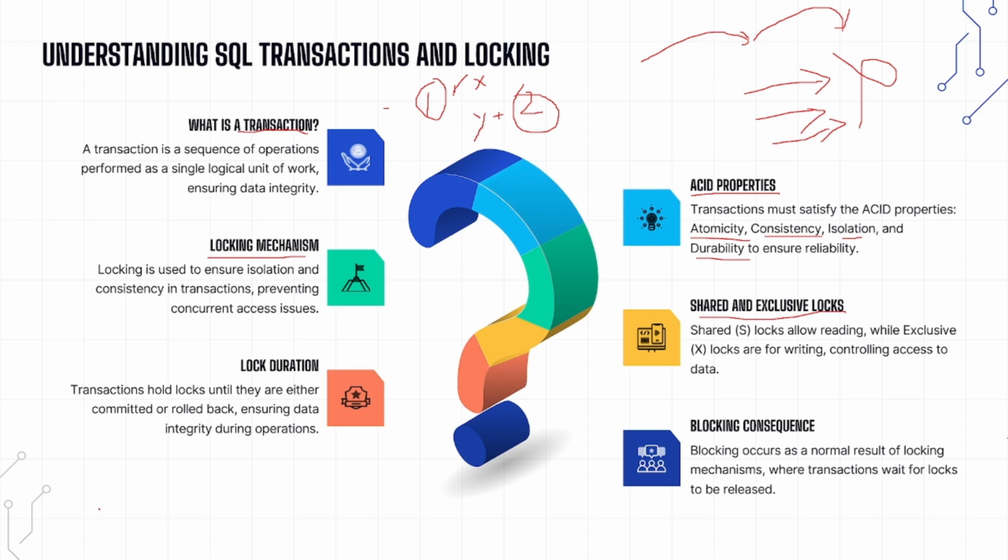Then we discuss lock durations. The duration for which a lock is held is crucial. Generally, locks are held by a transaction until it reaches its conclusion. A transaction can end in one of two ways. One is commit, the other is rollback. In a commit operation, if all the operations within the transaction are successful, the transaction is committed and all the changes are permanently saved to the database.